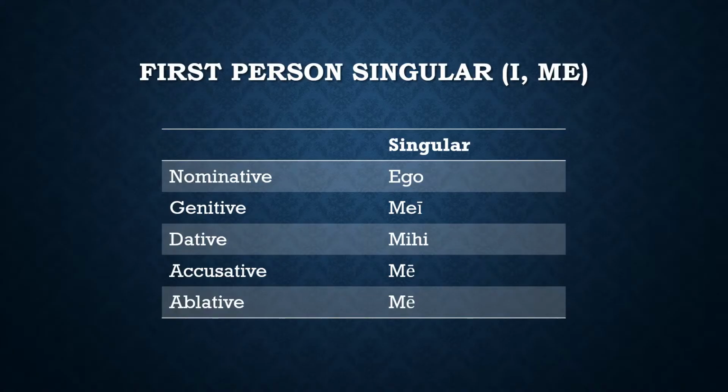For the first person singular personal pronoun, this would be the word that we would translate into English as either I or me. In the nominative, we'll use the Latin word ego. The genitive is mei, the dative mihi, and then both the accusative and the ablative is me.